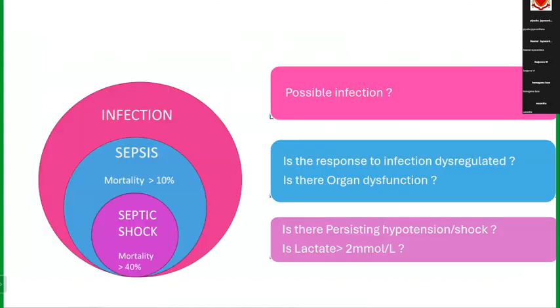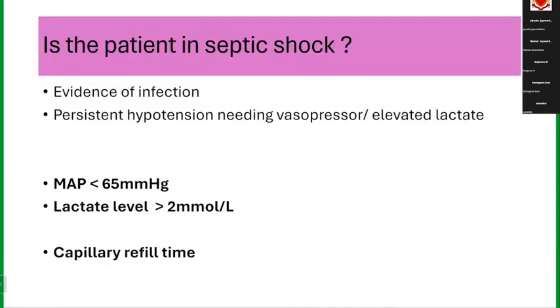Now that is sepsis. There's another subset of this which is septic shock. To say septic shock, the patient should have persistent hypotension despite your fluid management and or a higher lactate level. You look for that so that you can identify septic shock early. If a patient has an infection and organ dysfunction, and in addition a MAP of less than 65 despite fluids and needing a vasopressor, or lactate levels more than 2, you have to suspect septic shock and institute your management as early as possible.